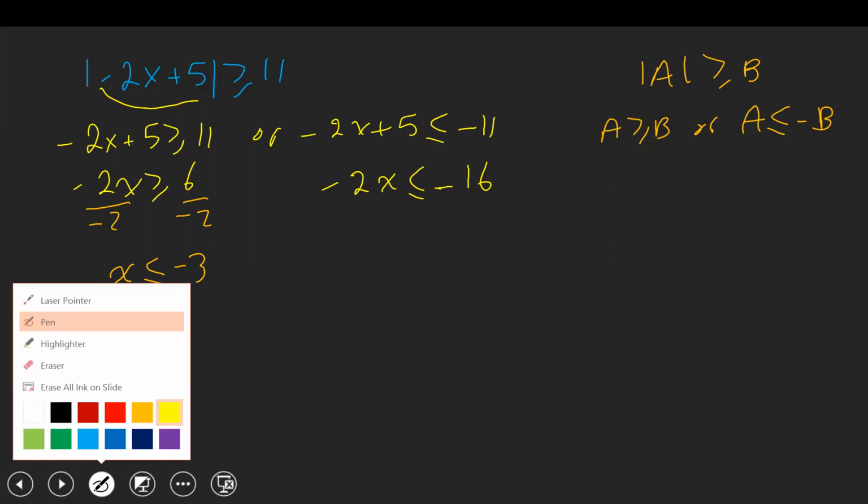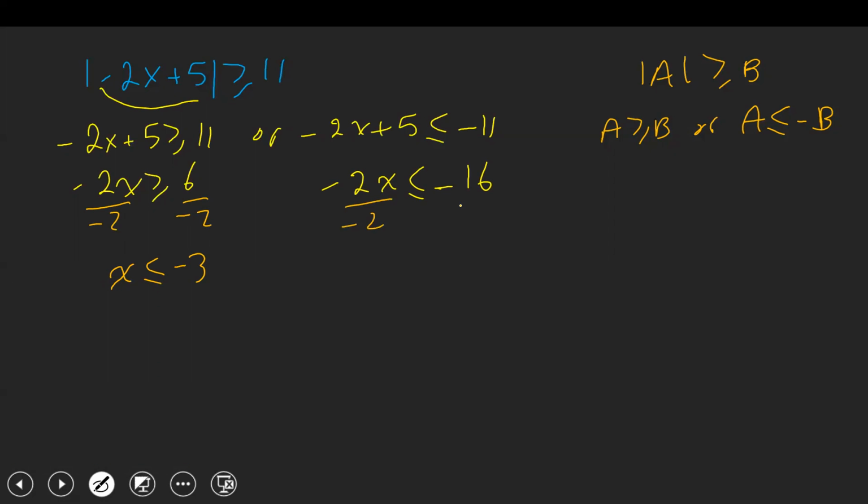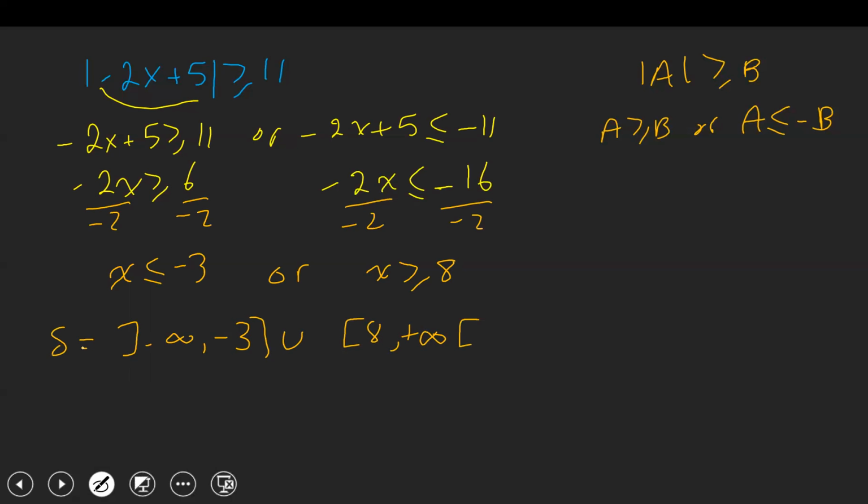Again, we do the same here. We divide both sides by minus 2. بس هذا الشيء حقه انه نقلب inequality. يطلع عندي x is greater than minus 16 divided by minus 2, 8. By the way, we can write this as an interval. نحن عندنا or يعني union. عندنا x less than minus 3 يعني من minus infinity ل minus 3 or x greater than 8 يعني from 8 to plus infinity. This is the solution.